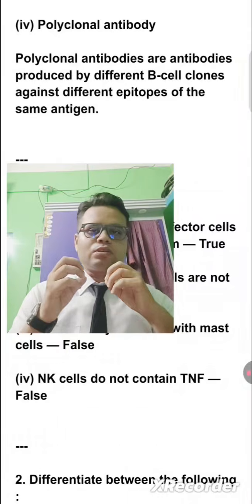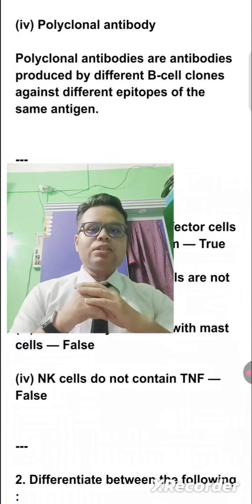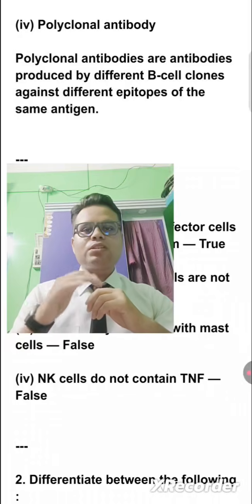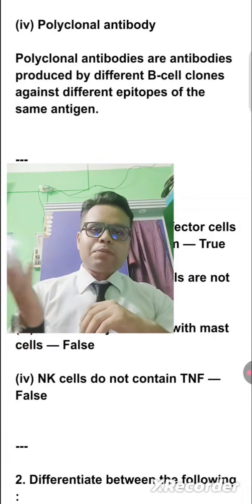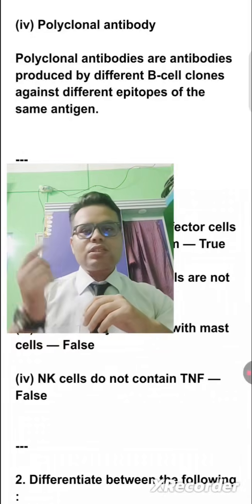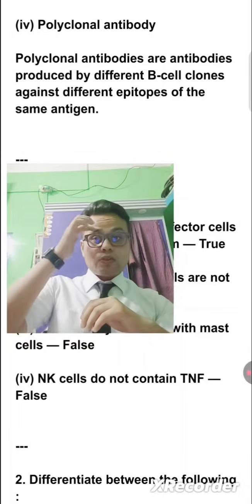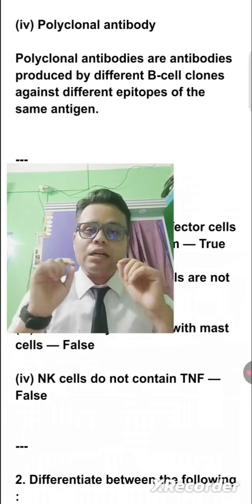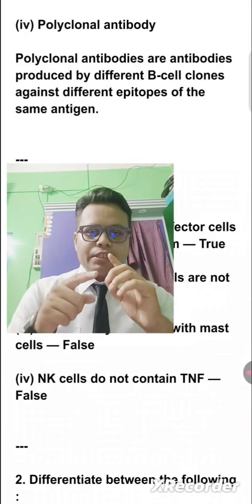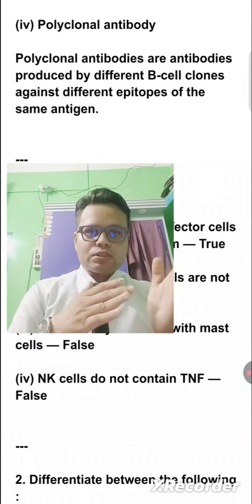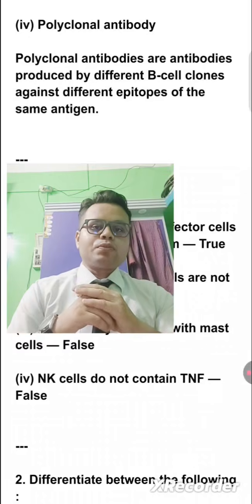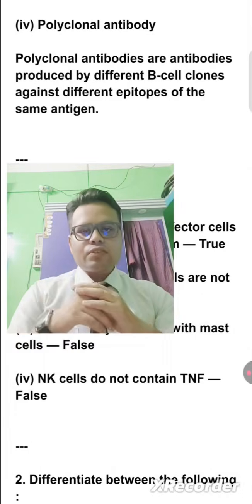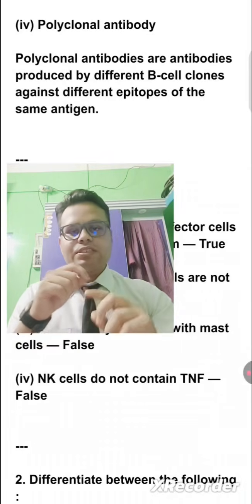Next, polyclonal antibodies. If you're talking about polyclonal antibodies, the answer is very simple, class. These are the antibodies produced by different B cell clones against the different epitopes of the same antigen. So polyclonal antibodies are antibodies produced by different B cell clones, and after that, against different epitopes of the same antigen.